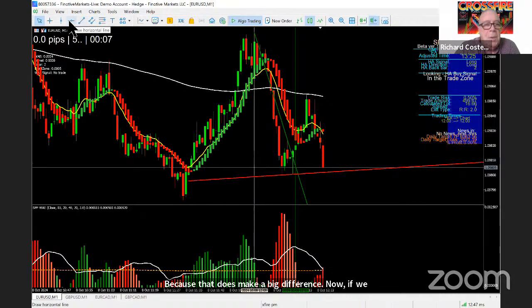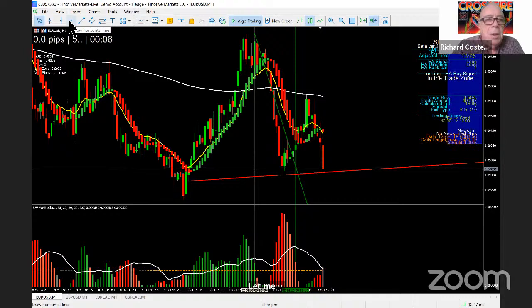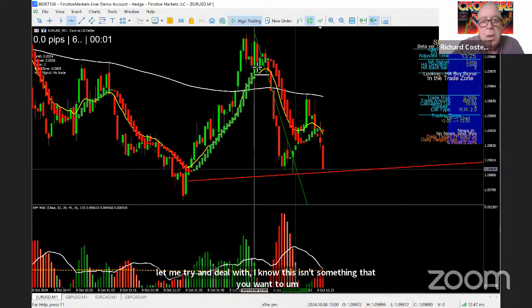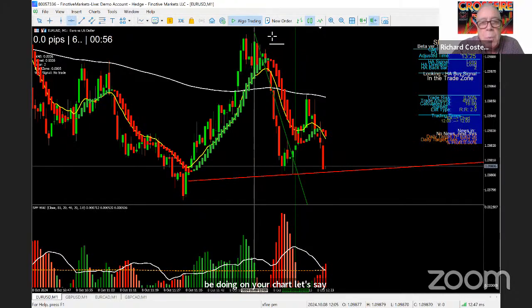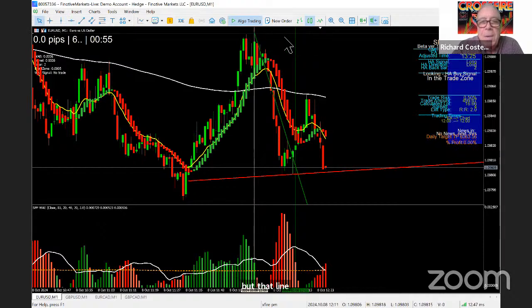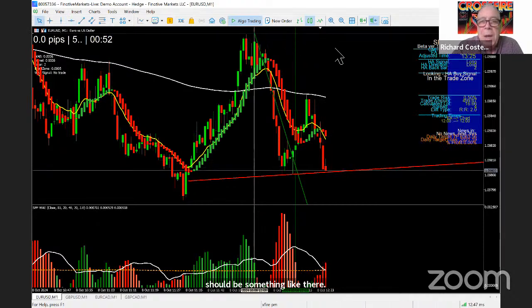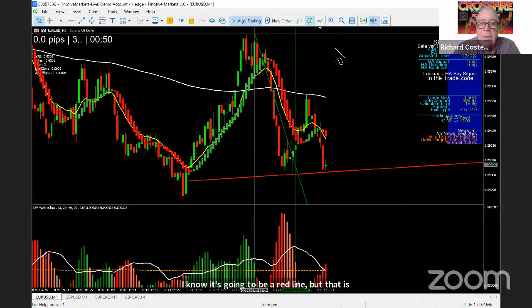Let me try and deal with it. I know this isn't something that you want to be doing on your chart, but let's say that line should be something like there. I know it's going to be a red line, but that is probably more like your green one.